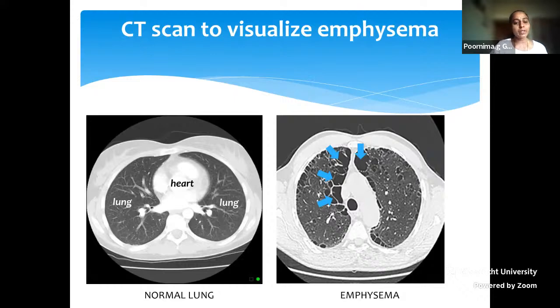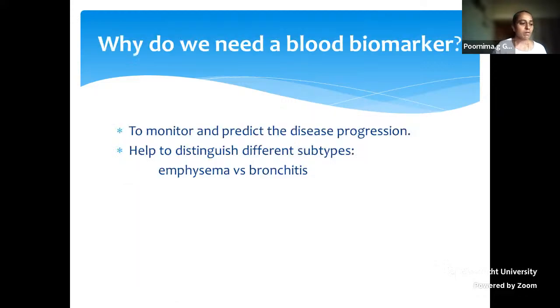Here you can see a normal lung and an emphysematous lung. The normal lung is on the left-hand side and the emphysematous lung on the right-hand side, and the arrow represents the loss of alveoli. Monitoring and especially predicting disease progression is very difficult based on the lung function test. There is an urgent need to find a blood biomarker to predict disease progression and distinguish between the different subtypes like emphysema and bronchitis, to provide a personalized approach for patients.